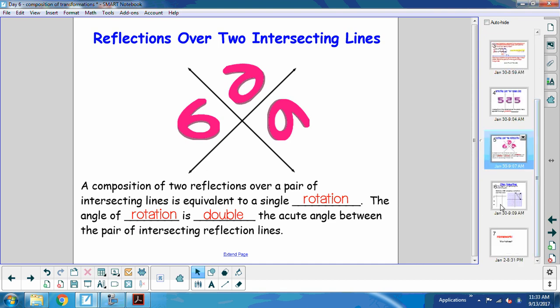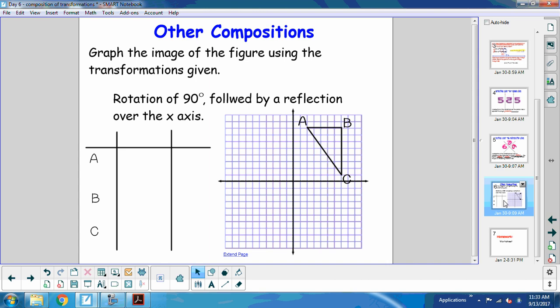All right. Last example, again, is just multiple compositions. I inserted a table here just to help me organize and make this a little easier for you to follow. I also labeled my points A, B, and C on my triangle if you'd like to do that. But we're going to do the following transformations. First, we're going to rotate 90 degrees, and then we're going to reflect over the x-axis. So we're going to first figure out the coordinates for the 90-degree rotation.